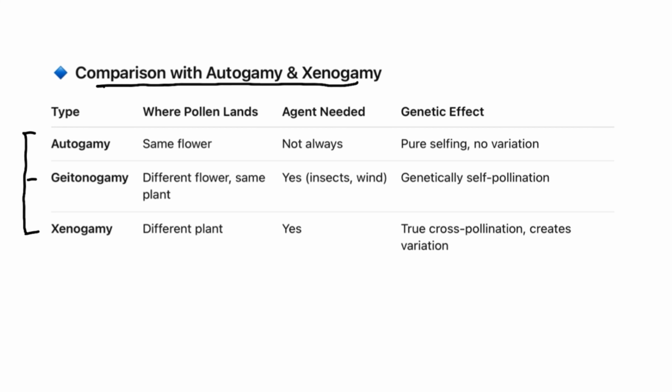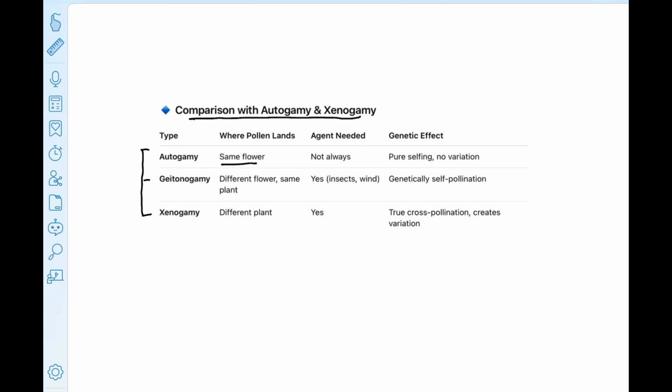Okay, we just discussed three types: autogamy, geitonogamy, and xenogamy. In autogamy, the same flower is involved, and agents are not always needed. And what is the genetic effect? There is pure selfing and no variation, right? In geitonogamy, different flowers are involved but of the same plant. Agents needed? Yes. And pollinators can be insects or wind. Genetically, they are similar because flowers of the same plant are involved and self-pollination is possible.